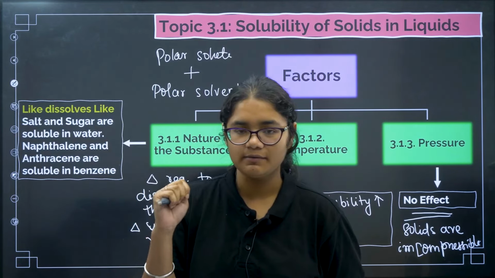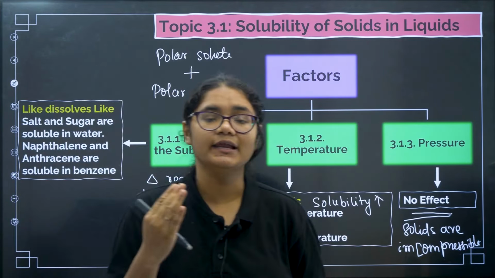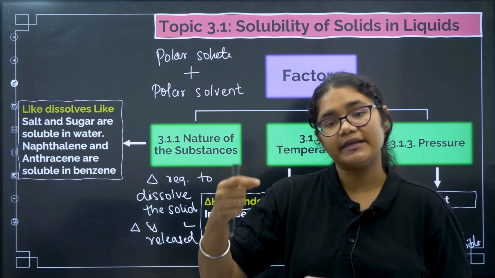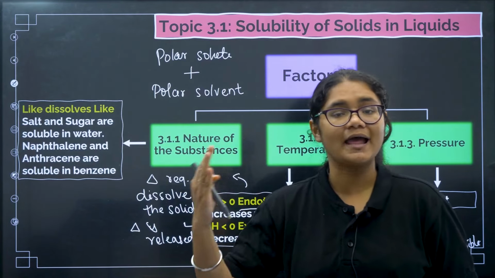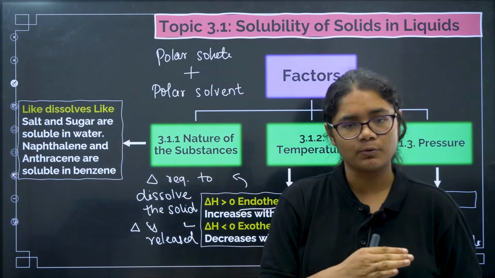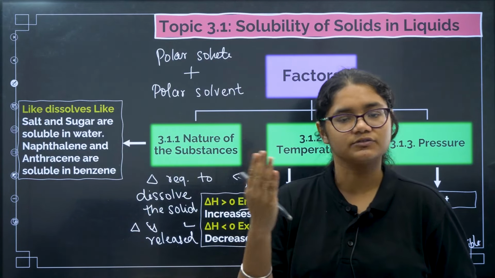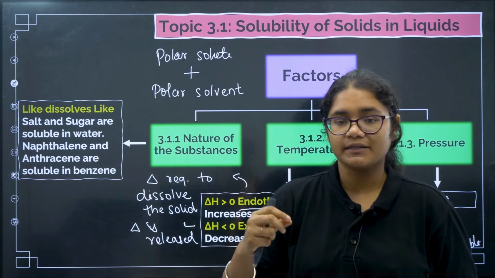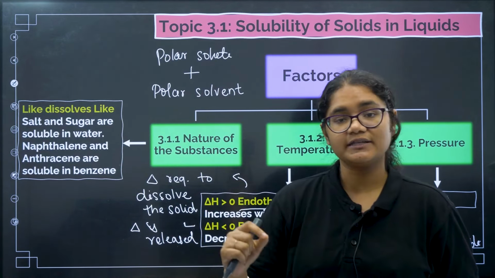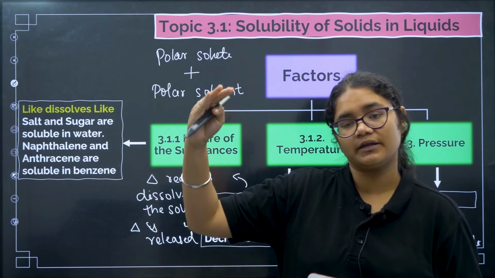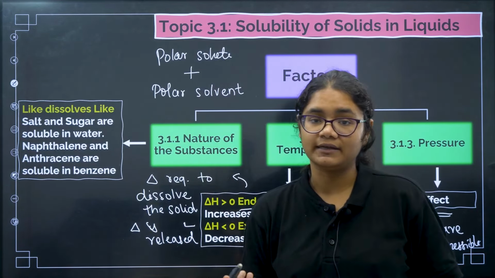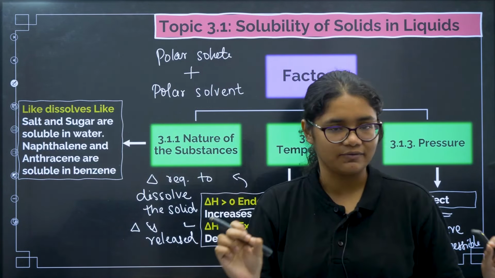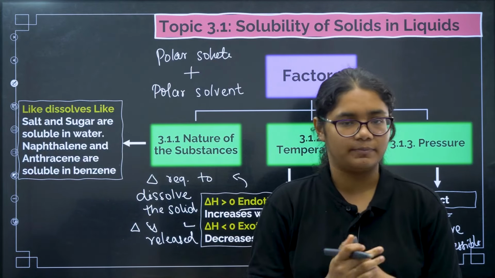So let us revise this once again. Solubility of a solid in a liquid depends on what all factors? Three factors. The first factor is nature of substance: the nature of solute and the nature of solvent. So very clear, if the solute is polar, the solvent has to be polar. If the solute is non-polar, the solvent has to be non-polar. Now coming to the second thing, temperature. Here also two cases, whether the process is endothermic or exothermic. If it is endothermic, then if you increase the temperature, solubility will increase. If it is exothermic, solubility will decrease if you increase the temperature. Now the third factor, pressure: there is no effect of pressure because solids are incompressible.